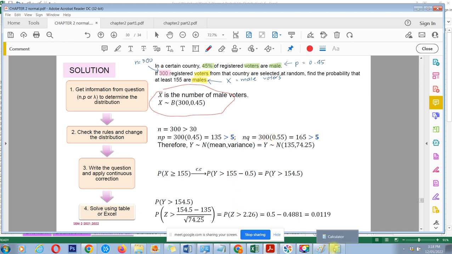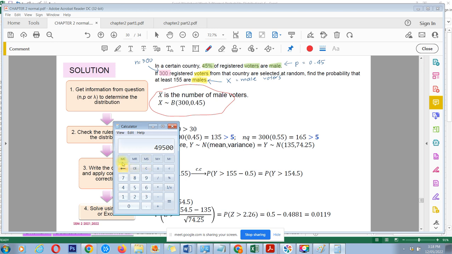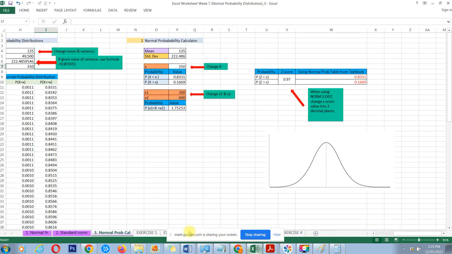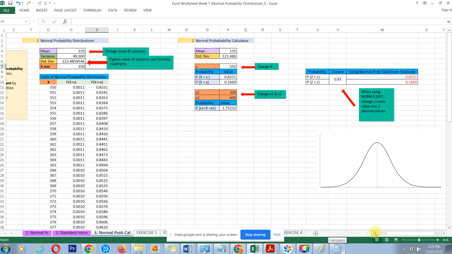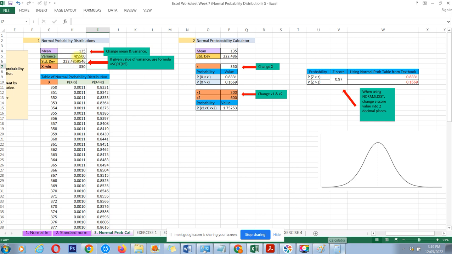Oh, I multiplied wrongly. NPQ: N is 300, times P 0.45, times Q 0.55. Okay, 74.25 is the variance. So variance 74.25. So the standard deviation has already been calculated.